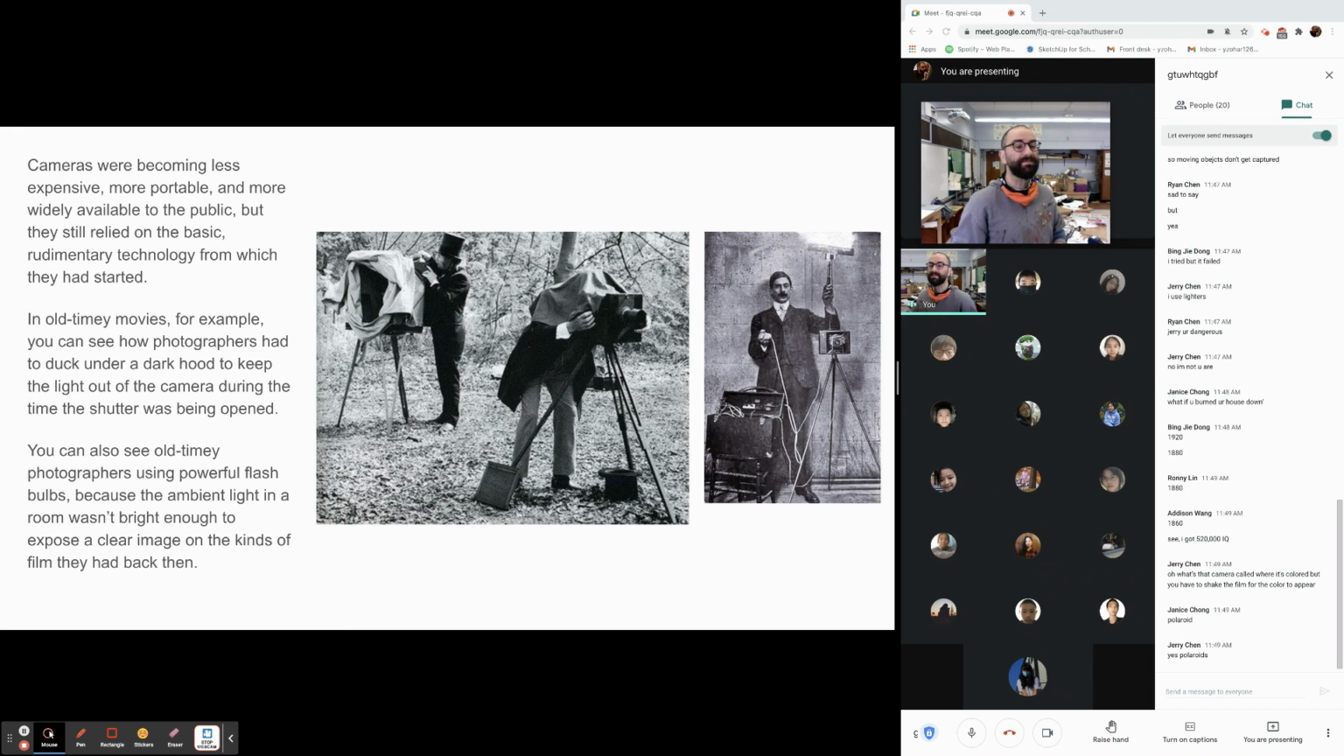Cameras were becoming less expensive, more portable, and more widely available to the public, but they still relied on the basic rudimentary technology from which they had started. So essentially, we're still talking about a camera obscura or a pinhole camera with a few modifications to it, right? In old-timey movies, for example, you can see how photographers had to duck under a dark hood to keep the light out of the camera during the time the shutter was being opened. You can also see old-timey photographers holding up powerful flash bulbs because the ambient light in a room wasn't bright enough to expose a clear image on the kinds of film they had back then.